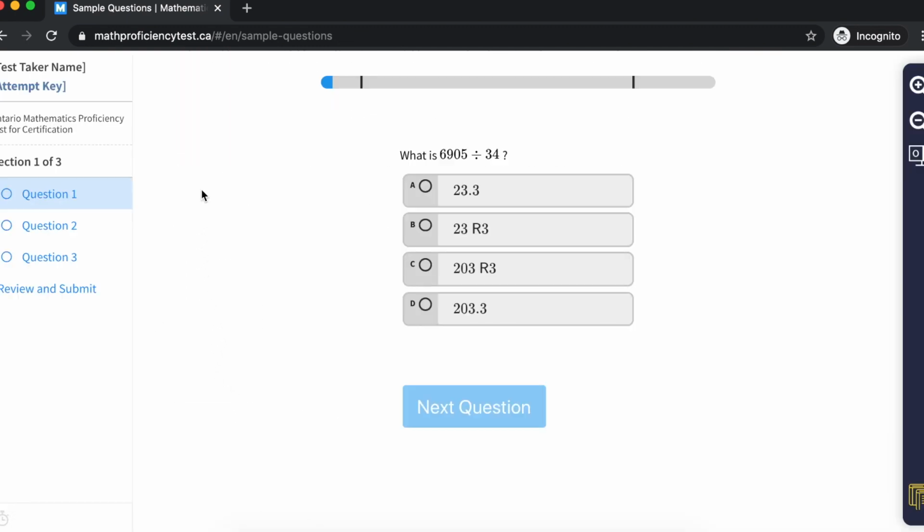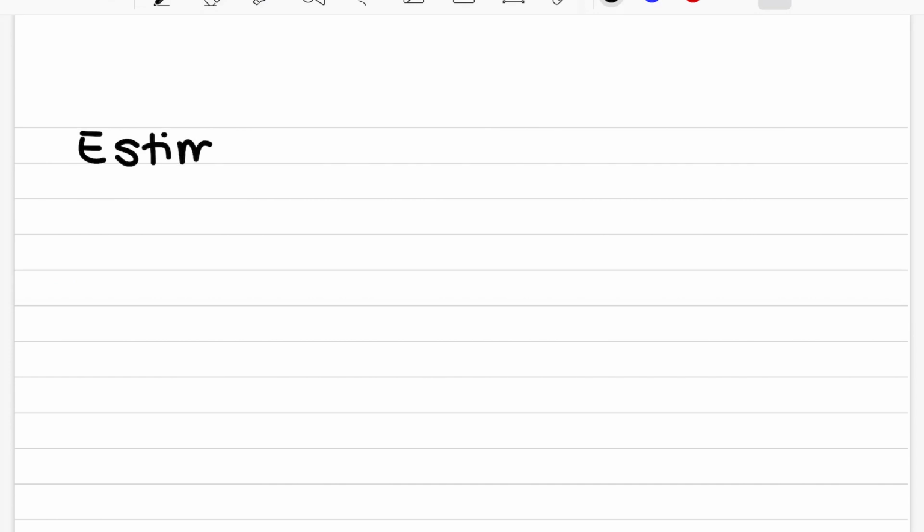Okay, so this is question 1. In this section, there are 3 questions and it's the non-calculator section, so we'll be doing all by-hand work. For the first question, what is 6,905 divided by 34? We can start with a quick estimate. If we round to 6,000 divided by 30, that's a much easier question to start with. We know that 6 divided by 3 is 2, and these zeros will cancel each other out, so we have just the 2 zeros that are left, giving us 200.